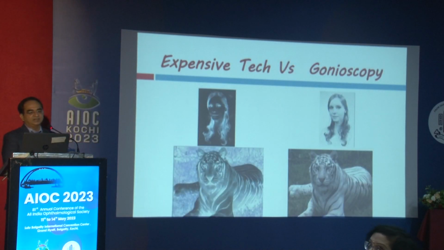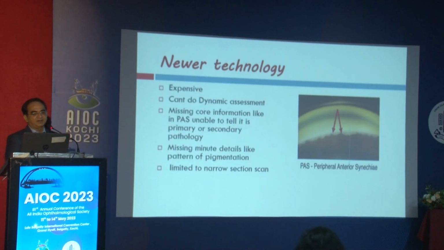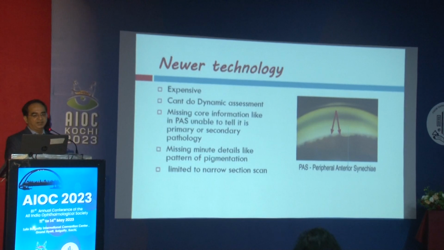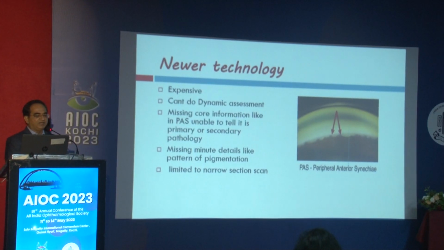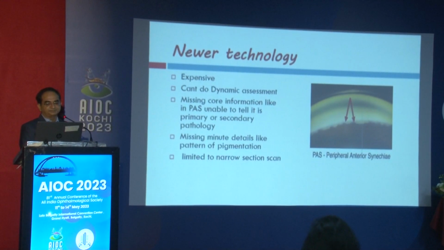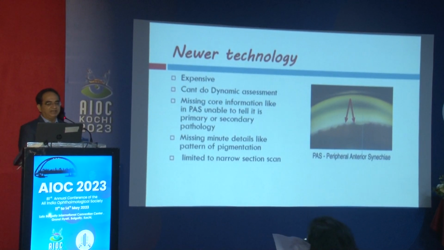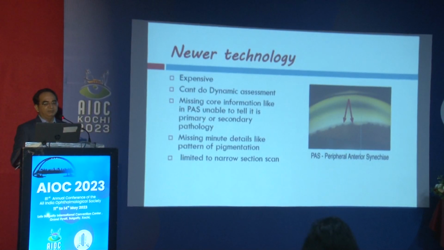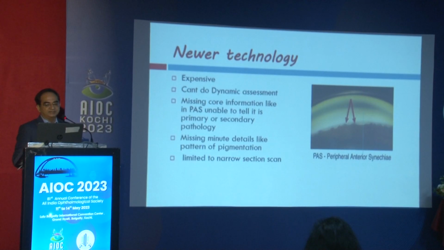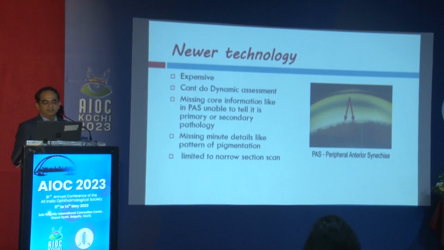So here we can conclude: expensive technique versus gonioscopy. What we see in gonioscopy is the actual image, rather than expensive technology. Newer or expensive technology can't do dynamic assessments and misses core information like cyanic, is unable to tell whether it is primary or secondary pathology, misses minute details like pattern of pigmentation, and is limited to a narrow section scan. Like you can see in the image, if the section is right, that blue line, definitely it will miss PAS.